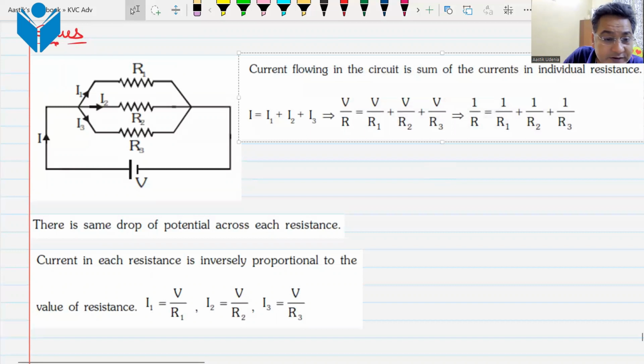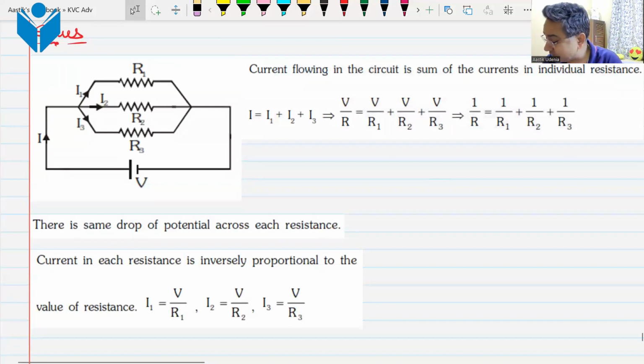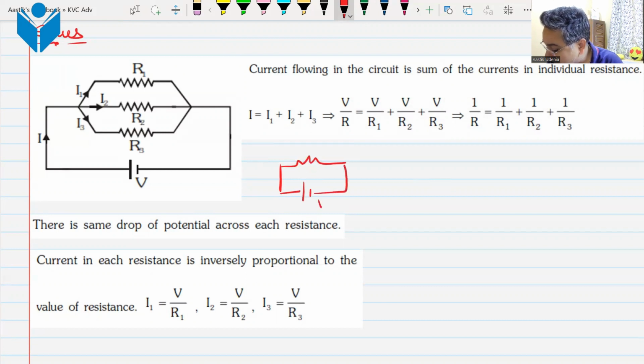Current flowing will be inversely proportional. We understand this, yes or no? We can replace this circuit by a single resistor, and the circuit will look like this. Oops, I am drawing a capacitor, I must have drawn a resistor. This resistor R equivalent will be connected across the same battery.